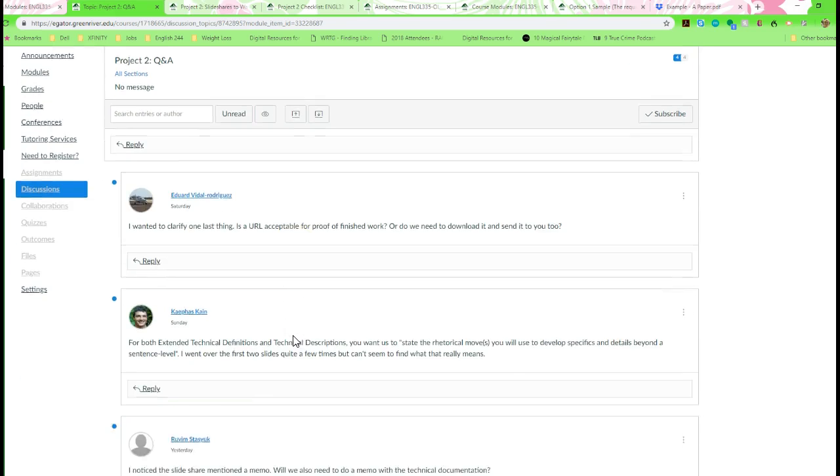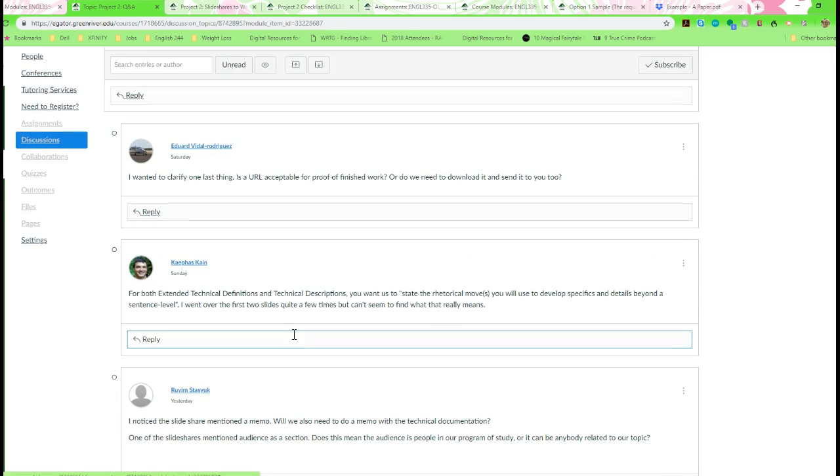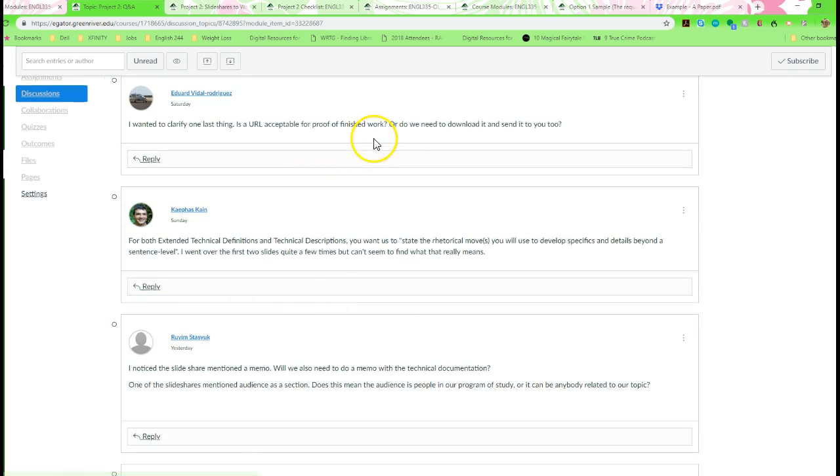No messages. Oh, I wanted to clarify one last thing. Is a URL acceptable for proof of finished work, or do we need to download and send it to you too? I'm assuming that you mean a URL for the slidecast. A URL for the slidecast is actually what I want. I don't want anything but a URL. I want a PDF or a Word doc for your memo, and I want a URL for the SlideShare.